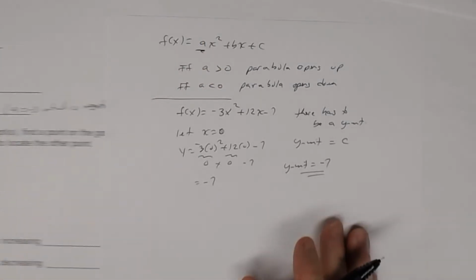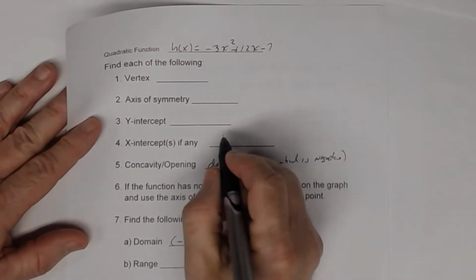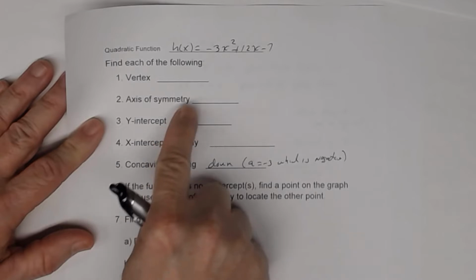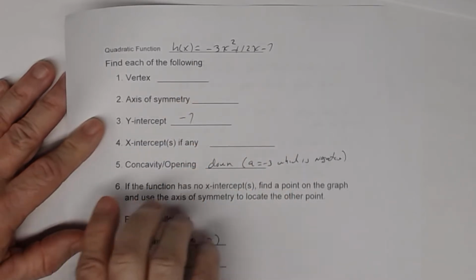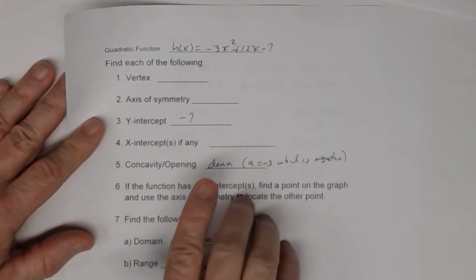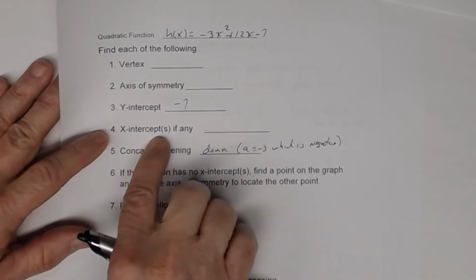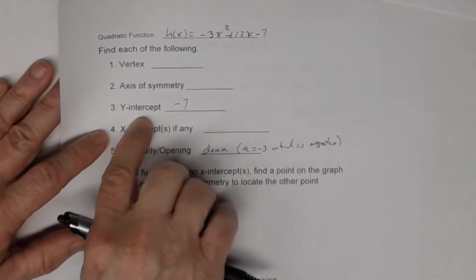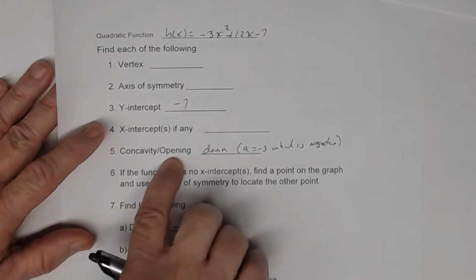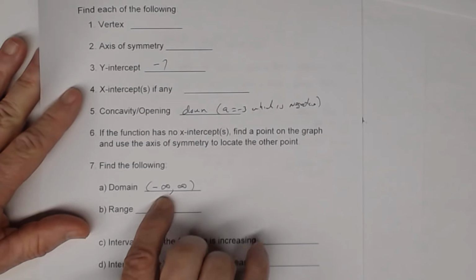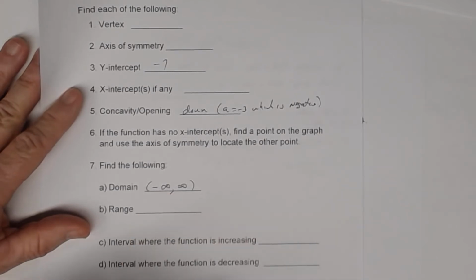So right away, I found those three items. There's always going to be a y-intercept because this is a polynomial function. All polynomial functions have a graph with a y-intercept. They may or may not have an x-intercept, but there will always be a y-intercept. You knew right away whether it opened up or down, and you know that since this is a polynomial function, the domain has to be all real numbers.